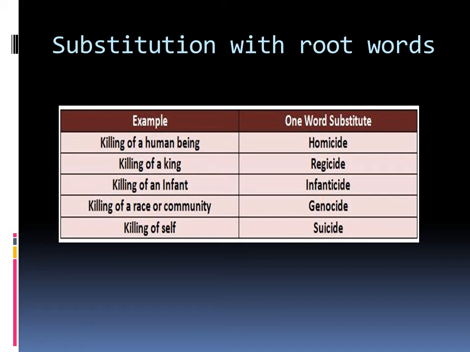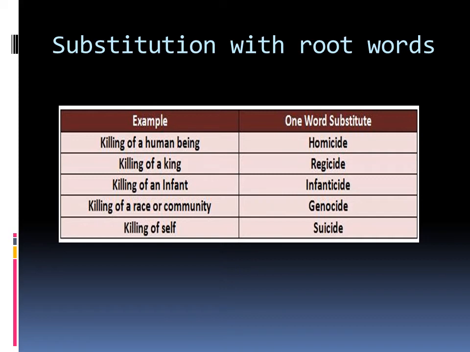Killing of an infant. Infanticide. Killing of a race or community. Genocide. Geni is the word which is used for community. Killing of self. Suicide.